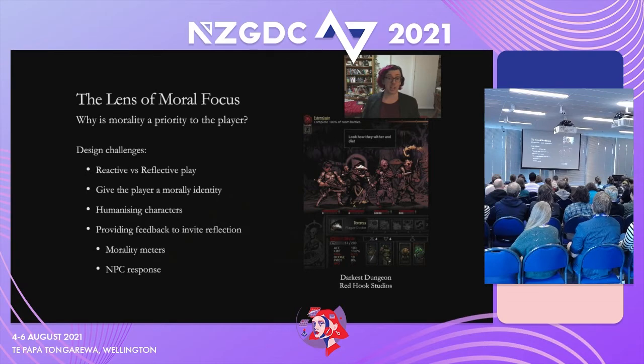Another way to engage moral focus is by offering, obviously, direct feedback on the player's decisions, either through an explicit morality meter or through NPCs who respond to the player's choices, and it may affect the player's reputation. As we'll show later, morality meters can have interestingly mixed effects on the player's moral focus.